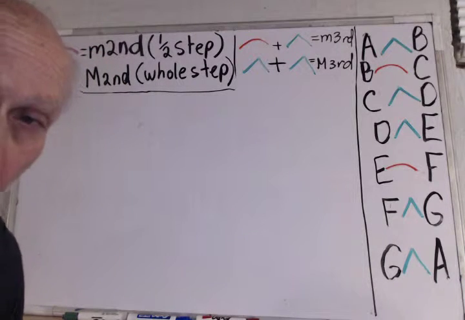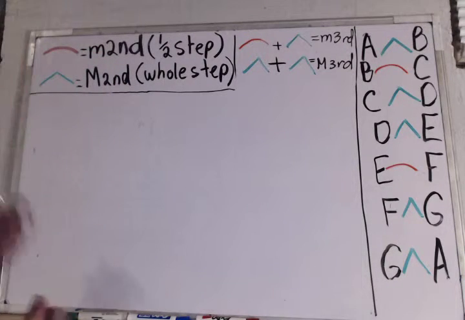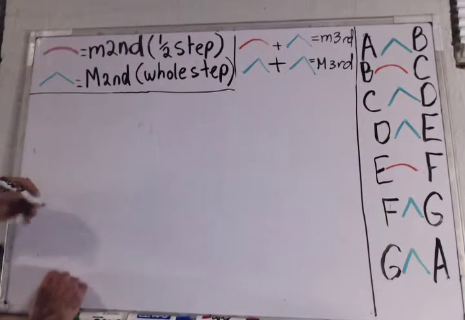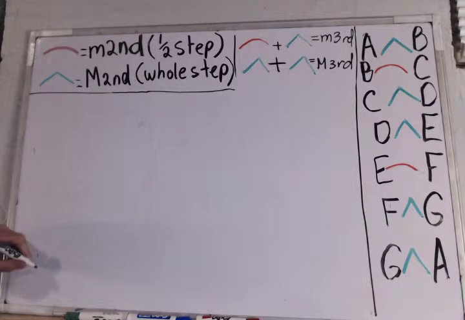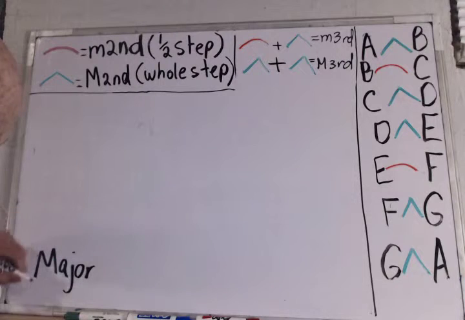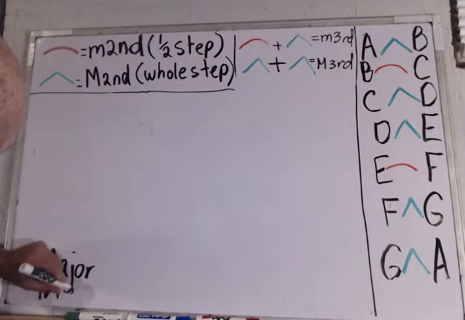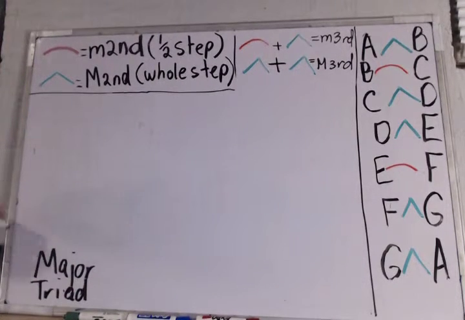So we're going to build a major and a minor triad. A triad is a chord. It's not a 7th chord, it's just a regular major or minor chord. So our first one's going to be a major chord, but we're going to call it a major triad because that's the music theory term for it. We could call it a major chord if we want.